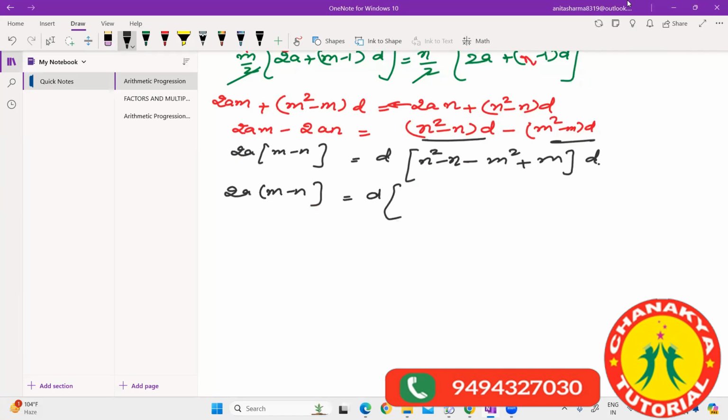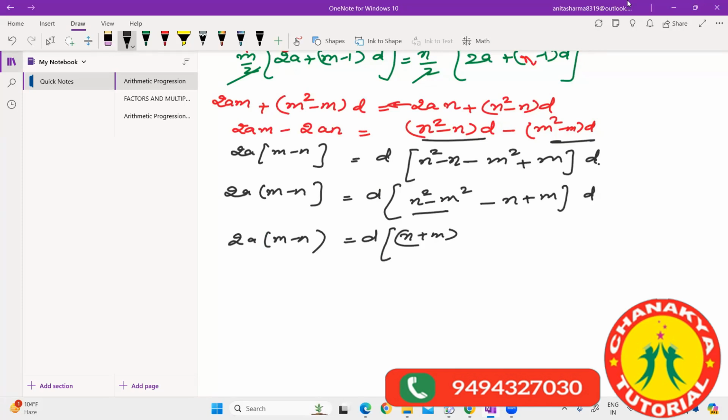Now write what you can write. Ma'am, the identity. Yes, m square minus n square, and then minus m plus n. Right, beta? Now you can apply the identity of a square minus b square, a plus b into a minus b. One doubt, ma'am. Why do we have d on two sides, ma'am? Yes, d is common, no, ma'am. Yes, yes, yes.